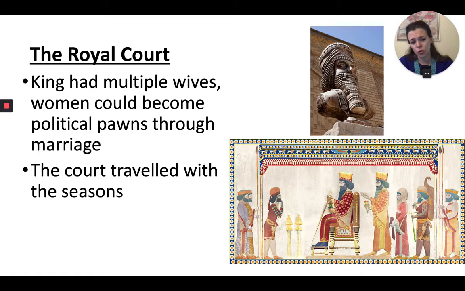The court would travel throughout the empire with the different seasons. So you weren't in one place all the time. It's not like everyone was in Washington, D.C. Imagine if the president and Congress traveled to different capital cities in the United States every month, right? So every month they're like up, moving somewhere new.